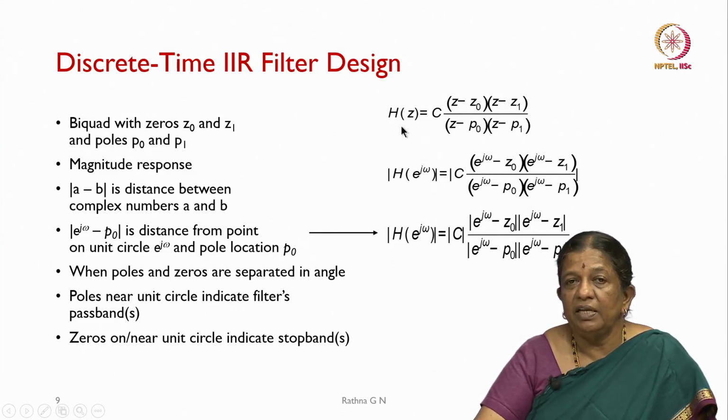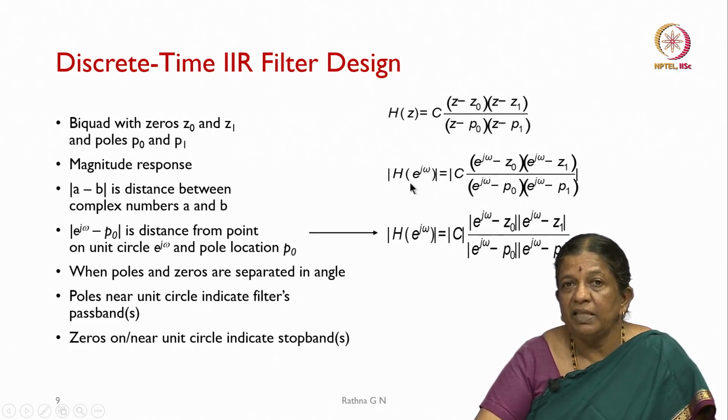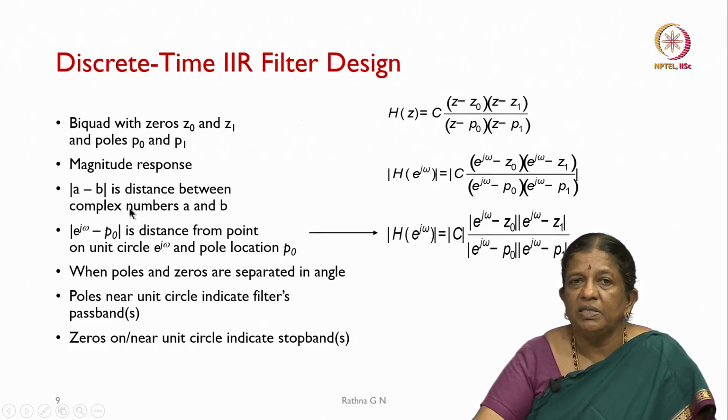We take it in the frequency domain: we substitute z equal to e power j omega, then take the magnitude response. So, z equal to e power j omega has to be put in here also, and this represents our magnitude response. And then we say that the magnitude of A minus B is the distance between the complex numbers A and B, and the magnitude of e power j omega minus p0 is the distance from the point e power j omega on the unit circle to the pole location at p0. So, that is how we represent it.